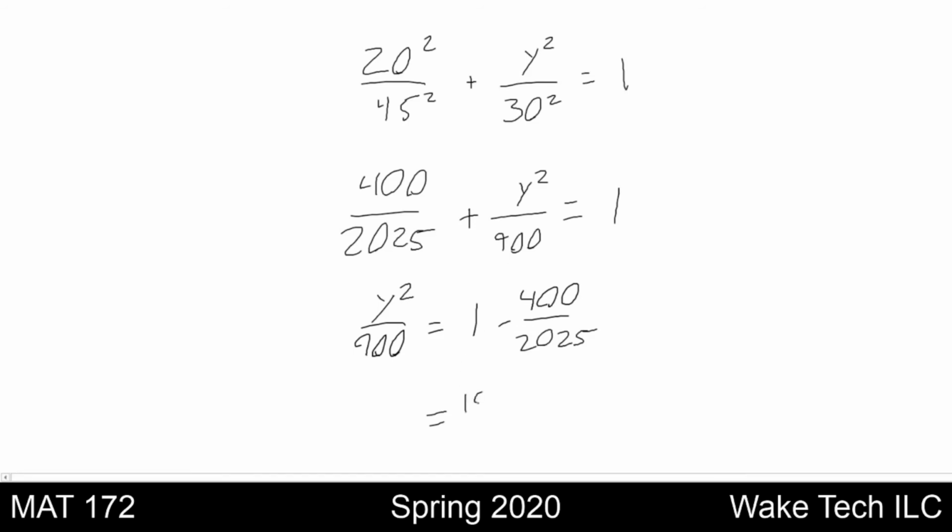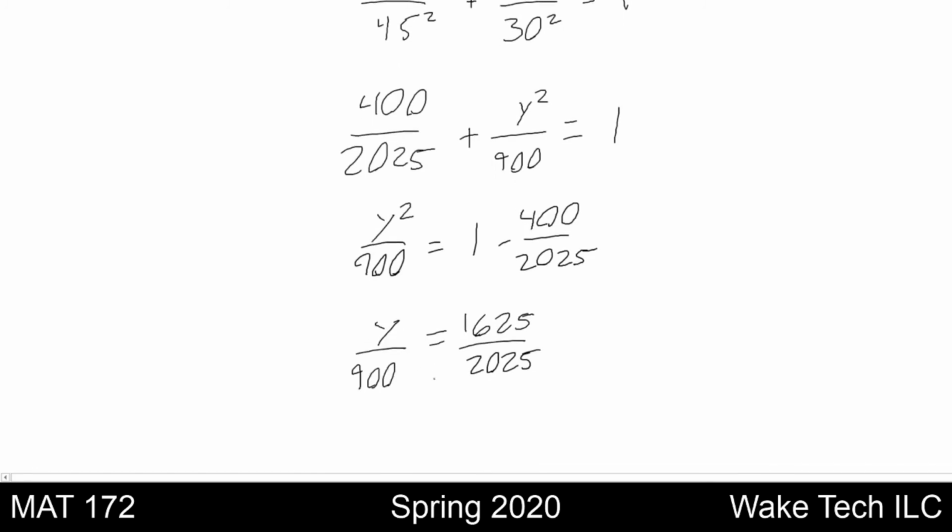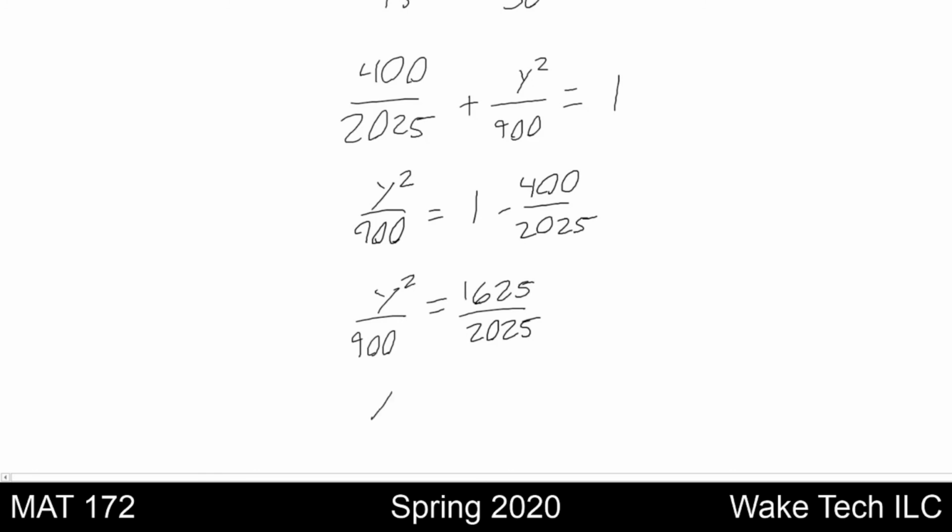So we have 1625 2025ths. This side is still y squared over 900. We can then multiply by 900 and get y squared is equal to some large number. 1625 times 900 will be 1,462,500. Write down the whole number here, 1,462,500, divided by 2025. And if we wanted to, we could simplify that fraction.